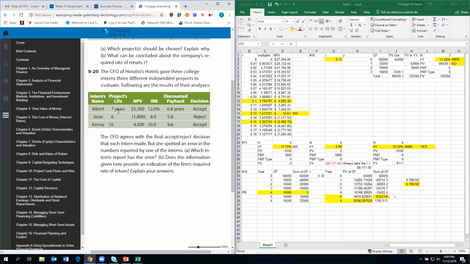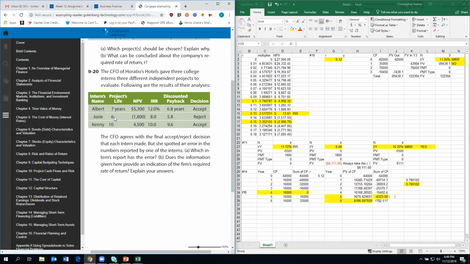So the project's useful life is 7 years. What matters to that is the discounted payback period. If the payback period is less than the useful life, then we want to accept the project. But also, if the NPV is positive, we want to accept the project, and if the internal rate of return is greater than the required rate of return by the firm. And that isn't explicitly stated, so we have to make some conclusions based on what we see.